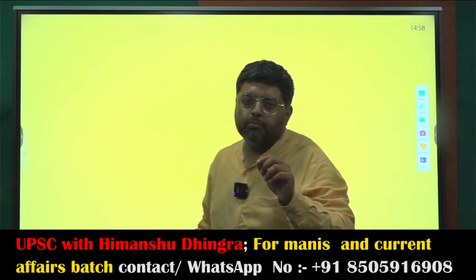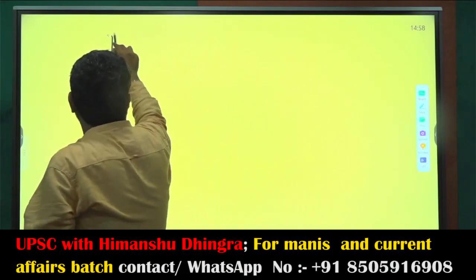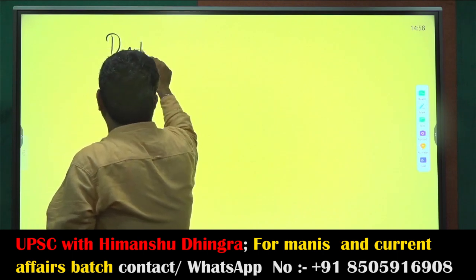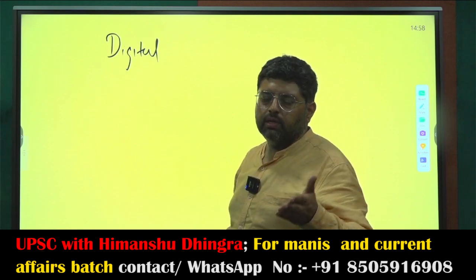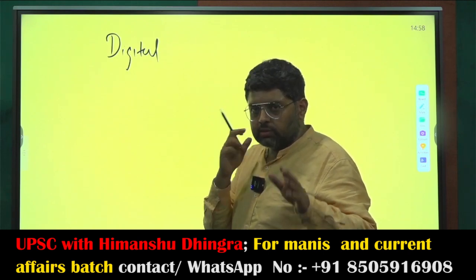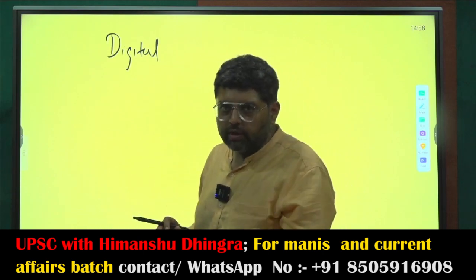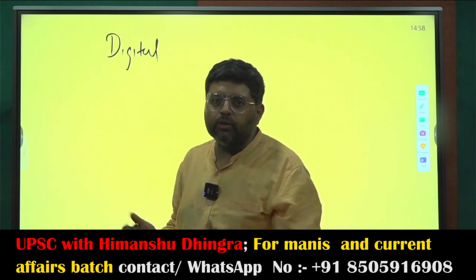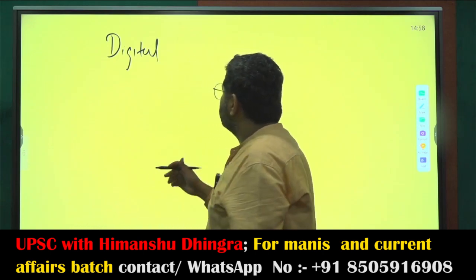Digital personal data protection rules. You can say this is important for your mains exam, especially for Paper 2. They can ask you in your governance topic, or you can say in polity also. That is the choice of UPSC where they want to ask.